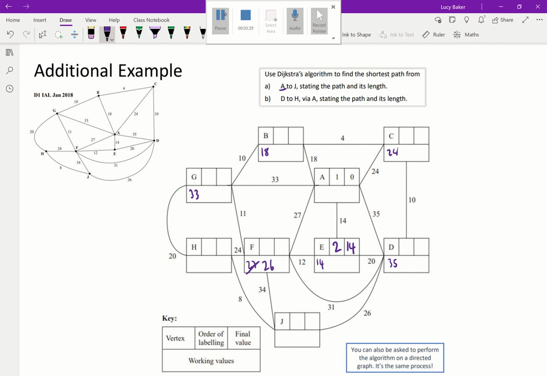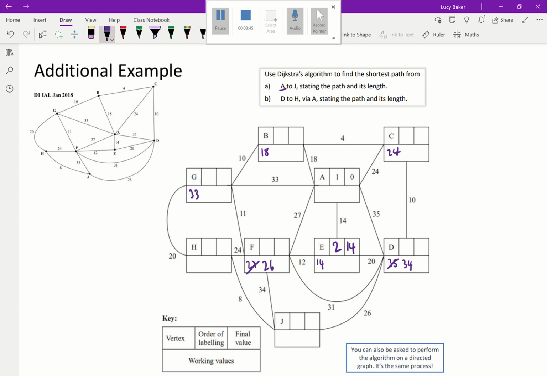We could also go to D in 20. So 14 plus 20 is 34, and that's also shorter actually, so I can cross out 35. I didn't do that on the last video, but you can do that to make it clearer.